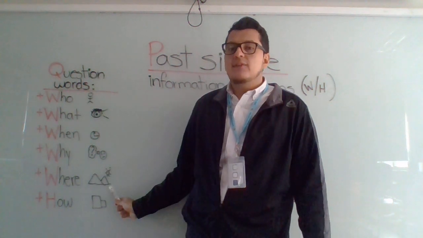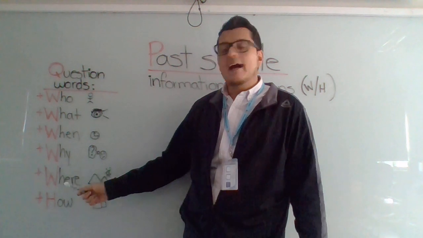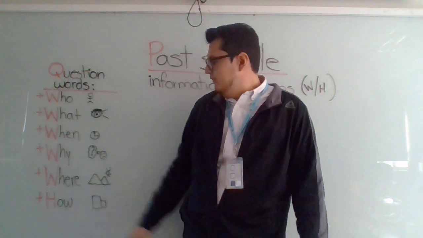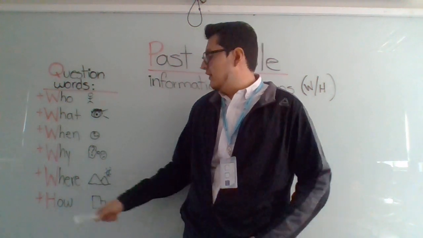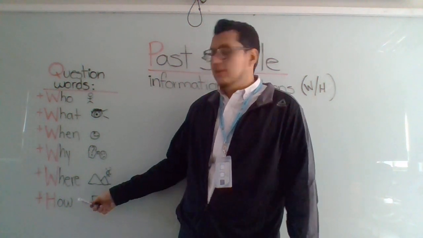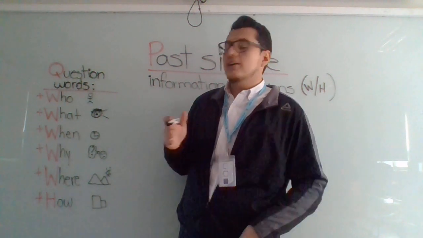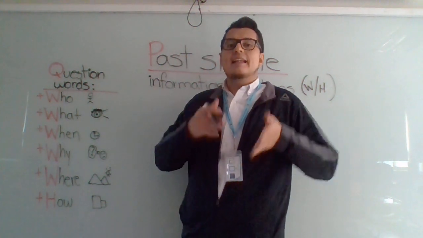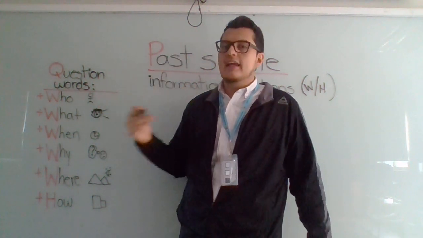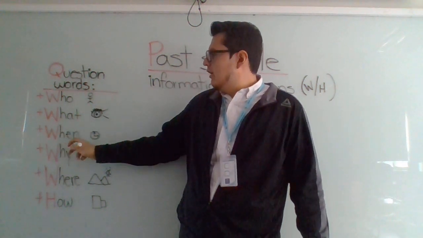Where is for a place, in this case I have a mountain. And how, I draw a rectangle and a square because for how, we want to know the form, not the shape, but the form something is done. It is similar to an explanation, but like steps, like tell me exactly. So these are all our question words.